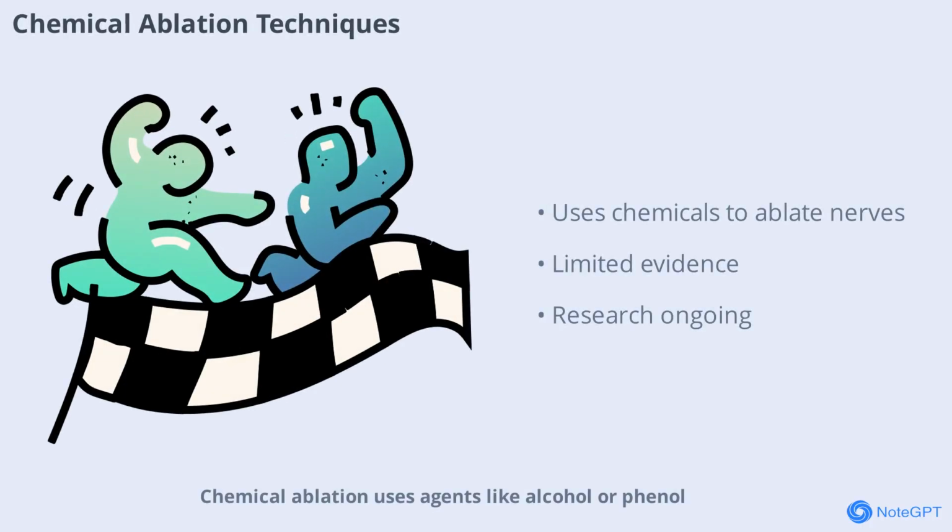Chemical ablation uses agents like alcohol or phenol to destroy the genicular nerves and reduce pain. While some case reports and small studies show promising results, the evidence base is still limited. Chemical neurolysis may be considered in research settings or when other interventions are not feasible. More studies are needed to establish its safety and effectiveness for chronic knee pain.